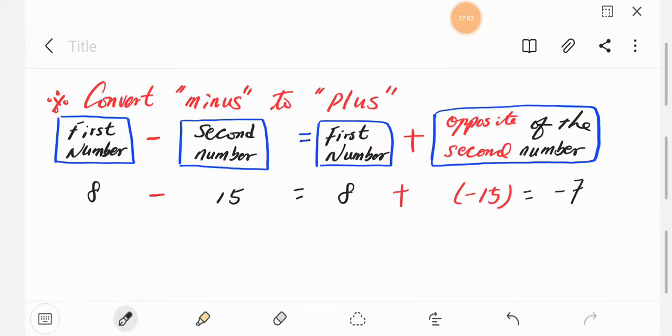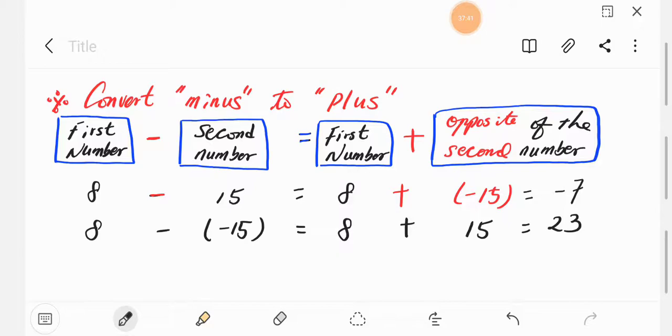Okay, let's try more examples. So here is 8 minus, and this time negative 15. Then what do we do? So 8 is unchanged, and this minus sign is converted to plus. Then what's the opposite of the second number, negative 15? That is positive 15, right? So that will be 15. So this is equal to, we are adding two numbers with the same sign. So just add up these two numbers. Make sense?